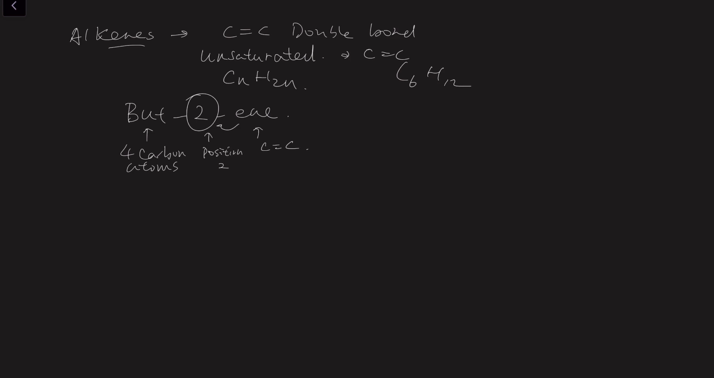So the first thing you need to do is to draw the main carbon chain. So 4 carbon atoms, and you need to number each carbon atom. So this is number 1, this is number 2, number 3, number 4. And we know that the double bond is in position number 2, so in this position. You can also go from right to left. It doesn't make any difference. And then you fill in the hydrogens to complete the gaps.